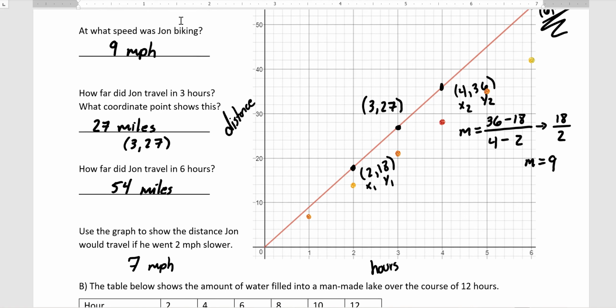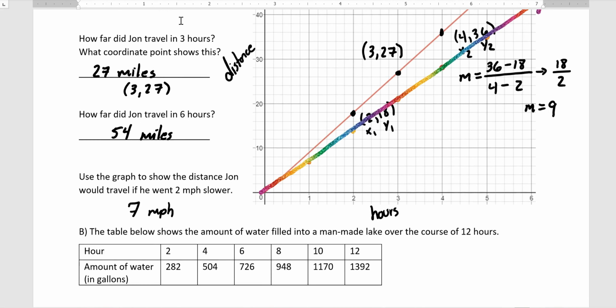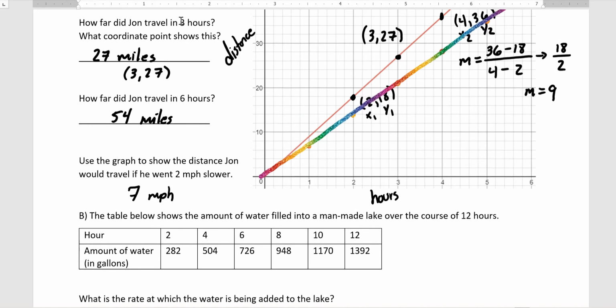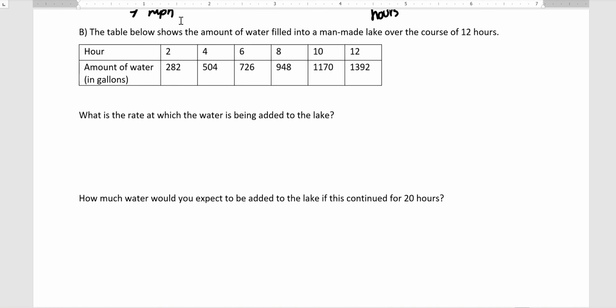Now, obviously I would need to connect my dots here, so I'm going to go ahead and do that. There we go. That would be the slope. That would be the graph if John traveled 2 miles per hour slower. So he would have only gone 42 as opposed to 54 miles in that case. Excellent. All right, let's look at letter B together as well.